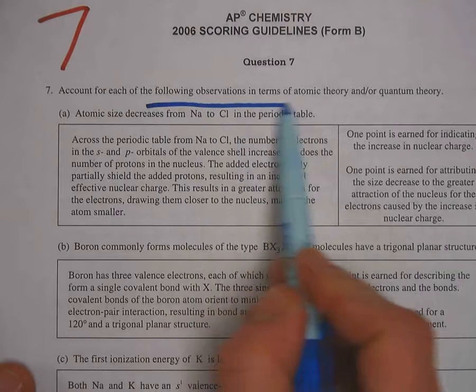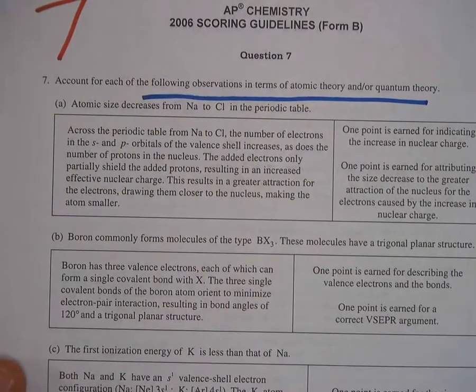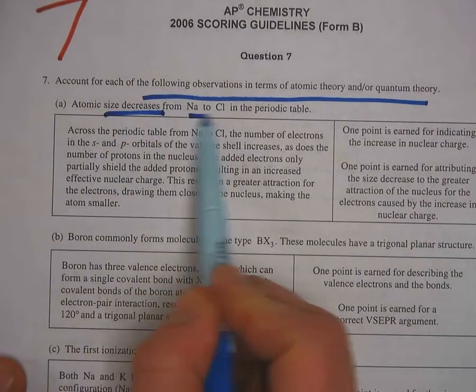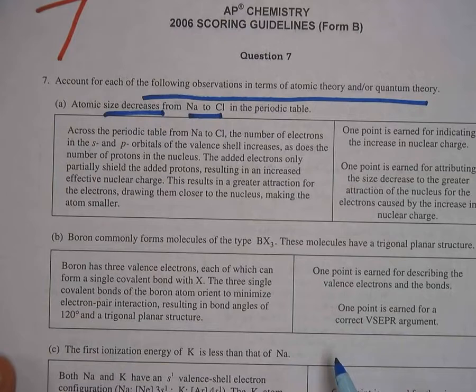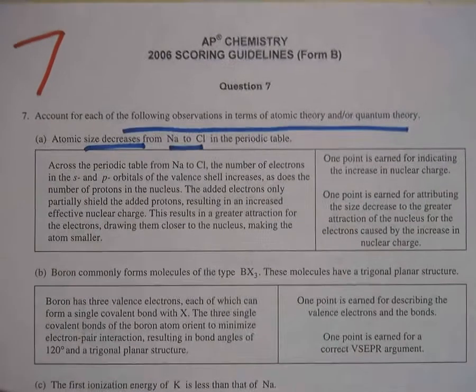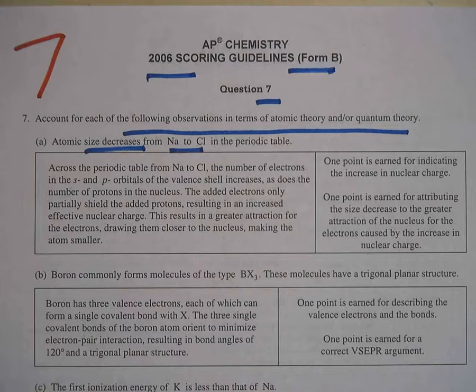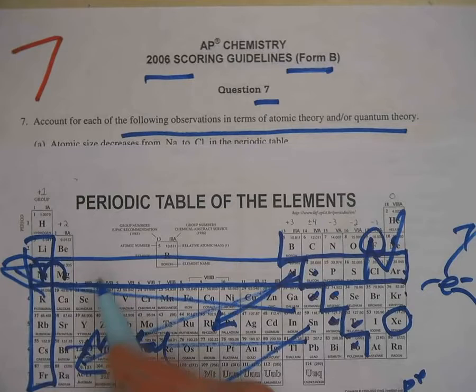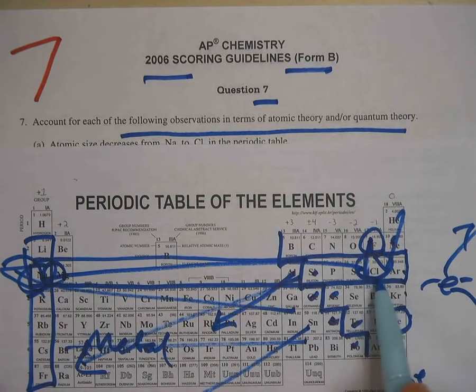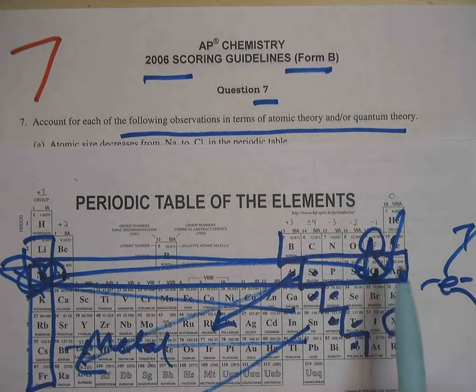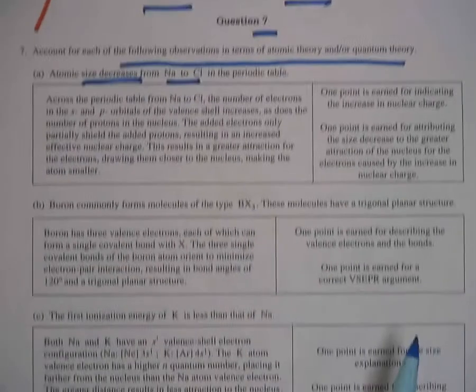Account for each of the following observations in terms of atomic theory or quantum theory. Atomic size decreases from sodium to chlorine across the periodic table. Here it asks you to describe it. This is 2006 Form B question 7. Oh my gosh, they want you to tell why the size decreases from sodium to chlorine. Hey, I was just talking about this. The reason it decreases is because there are more protons in the nucleus. More effective nuclear charge is experienced by these guys.